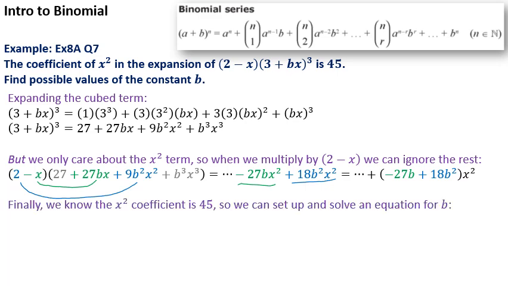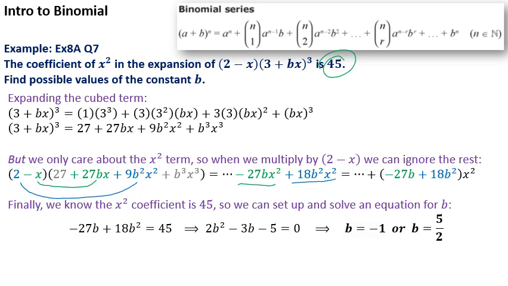Once we've got that, we can make use of the fact that the question tells us that the coefficient of x squared is 45. Well, we know the coefficient of x squared is minus 27b add 18b squared. So we turn it into an equation, we rearrange a little bit, and to be honest, we'd probably let the calculator do the hard work for us here. Remember, the calculator will let you solve quadratics without you having to do all the factorizing or even using the formula for yourself. It'll do that work for you. And we get two relatively nice numbers, 2.5 and -1.